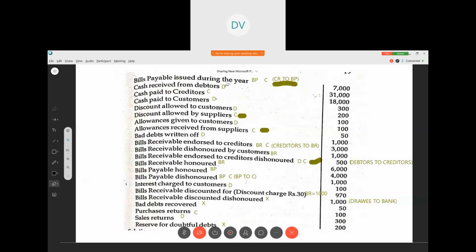So what is the journal entry? See here. Creditors account debtor to bills payable. So it appears in both bills payable account and creditors account. Cash received from the debtors.